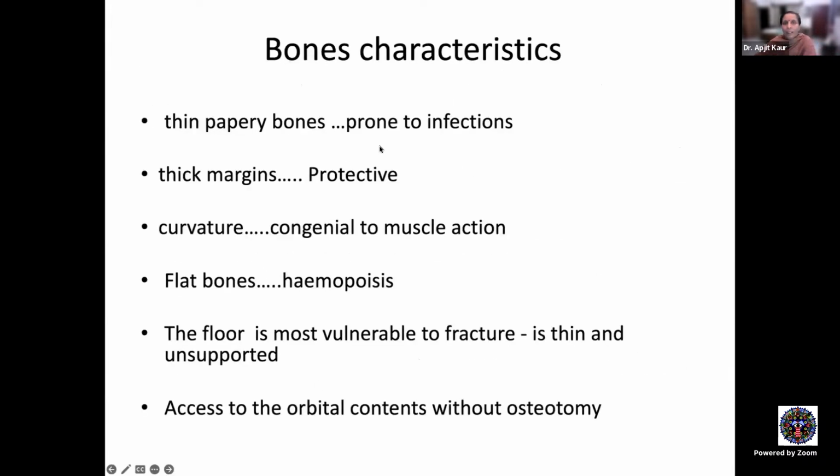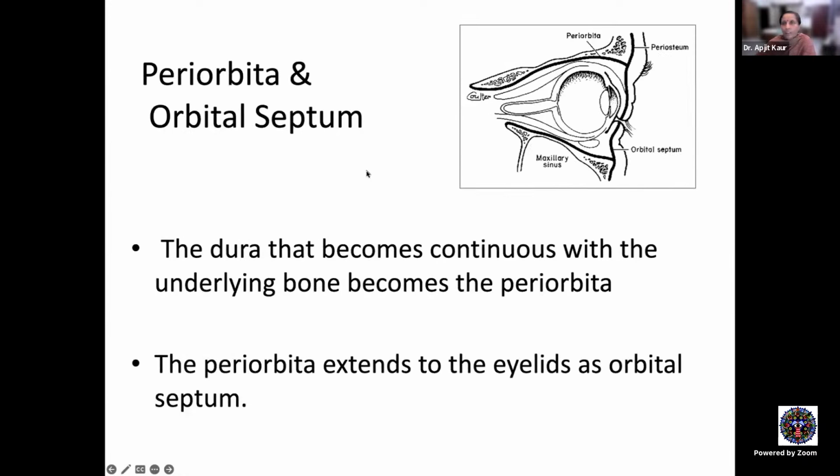The periorbita and the orbital septum are what we are going to deal with next. Can you see this thick black line traveling here? What happens here? This periorbita becomes continuous here with the periosteum of the frontal bone. Here, this periorbita becomes continuous with the maxilla. And here, this periorbita becomes continuous with the orbital septum. So virtually, this holds the insides of the orbit.